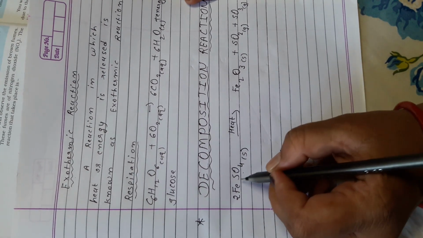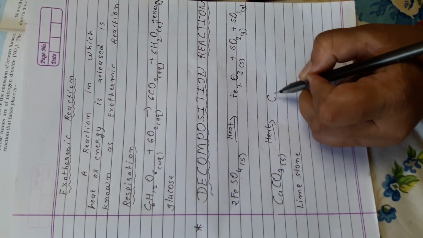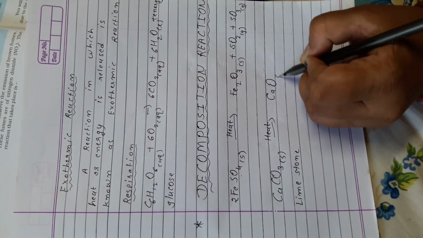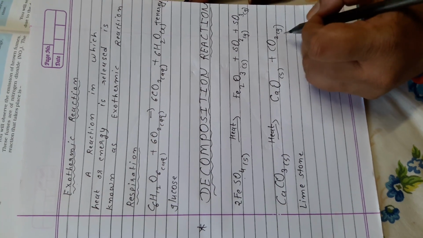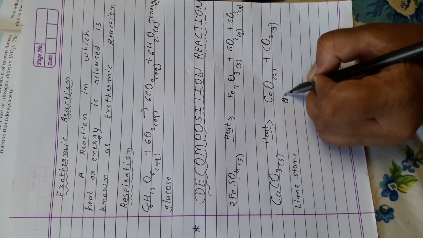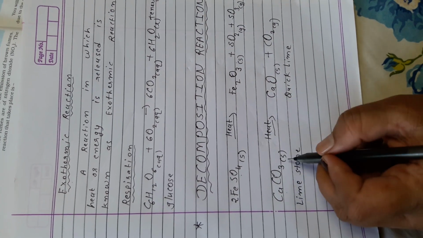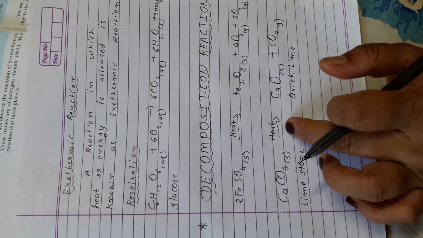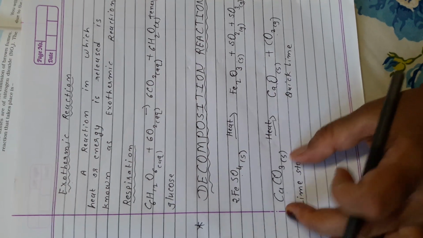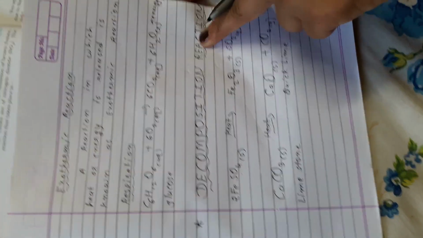is heated to form calcium oxide and carbon dioxide in gaseous form. Here calcium oxide is quicklime. So when calcium carbonate is heated to form calcium oxide and carbon dioxide, it is a reaction in which a compound splits into two simpler substances. This reaction is called a decomposition reaction.